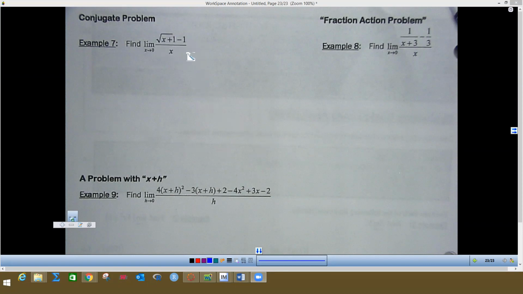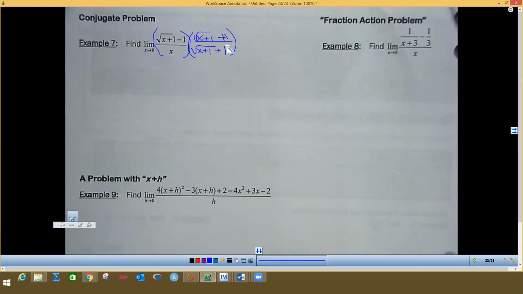Whenever you have a binomial with a radical, what you're going to do is multiply by the conjugate of that binomial, because when you plug 0 in for the x on the top, you get 0 in the numerator, and when you plug 0 in the bottom, you get 0 in the bottom. So we're going to multiply the top and the bottom by the conjugate of that radical part. You're going to multiply by 1, so you have to do the numerator and denominator by the same thing.